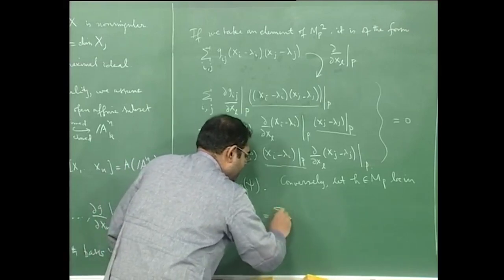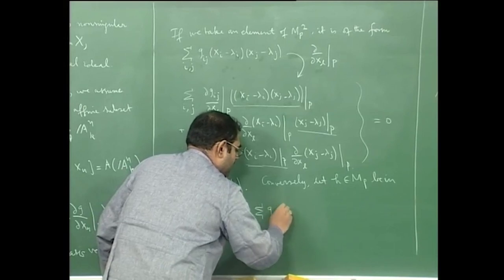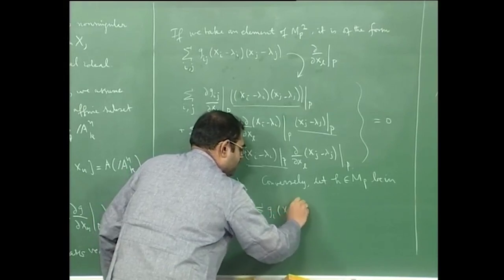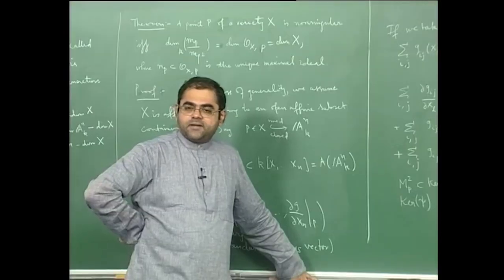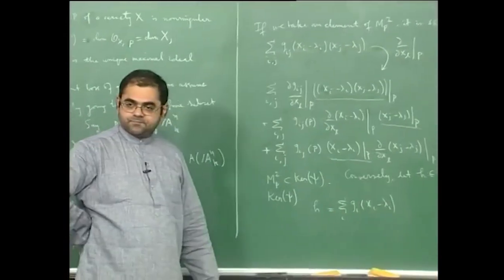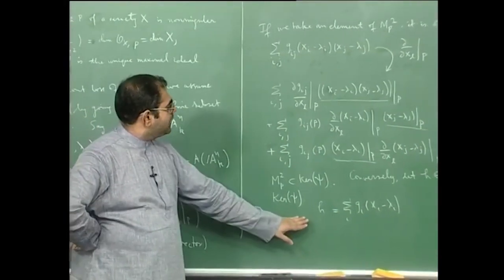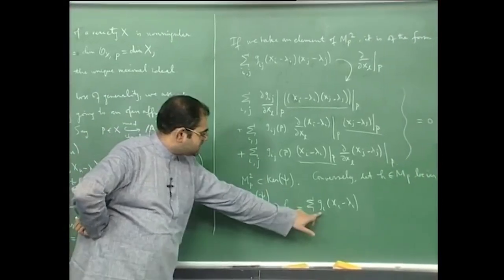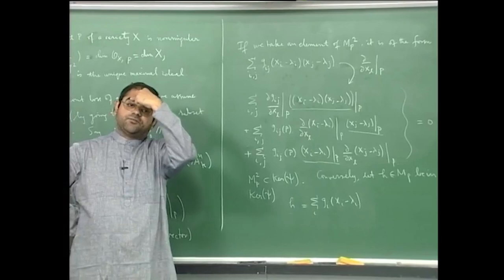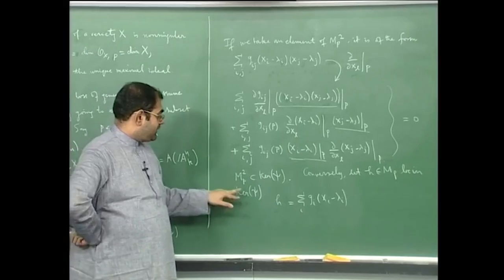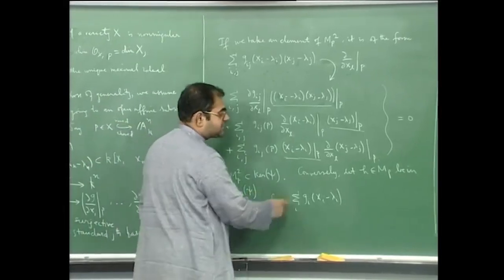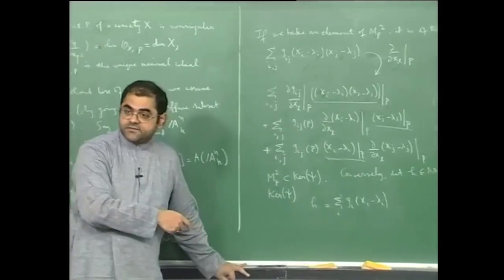H is actually given by sigma gi times xi minus lambda i over i. This is how an element of M, the maximal ideal, will look. It is just a combination of all the generators xi minus lambda i multiplied by polynomial coefficients. The gi's are polynomial coefficients. This is gi and this is gij, they are different things. So H looks like this, and I have taken my H to be in the kernel of psi, so psi of H is 0.